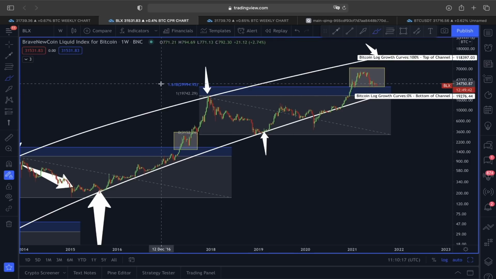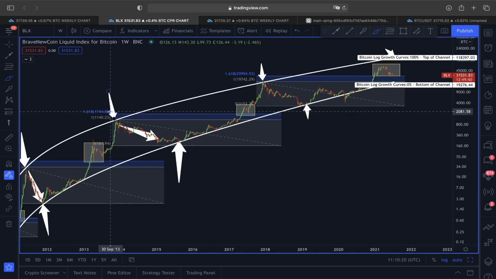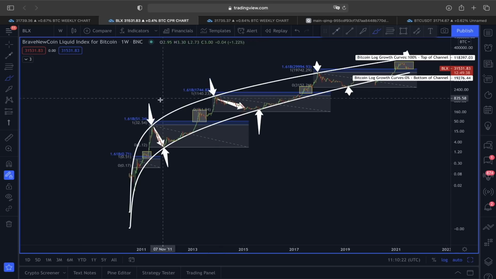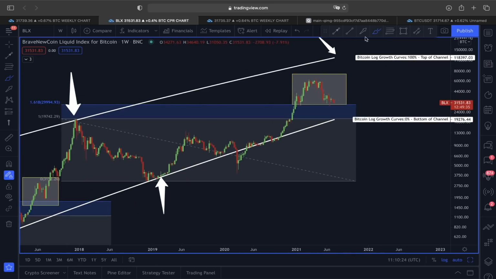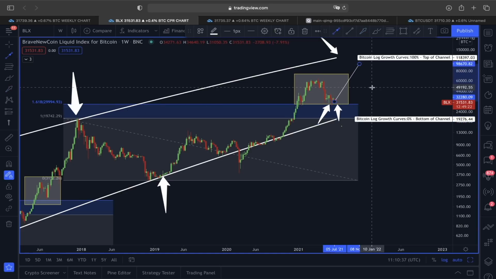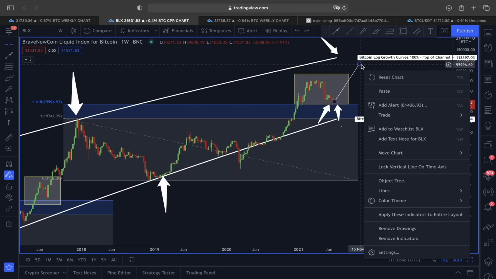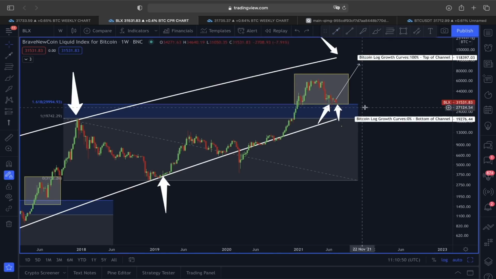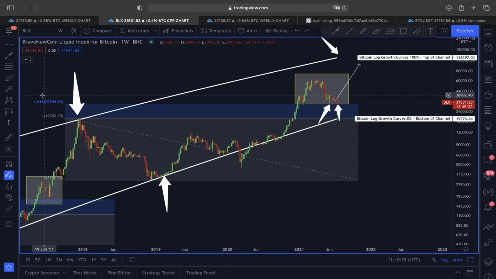So if this is to play out just like in 2017, 2013, 2011, then the price here at any cost should not break below this 1.618 Fibonacci retracement level, because we have always found a proper support above this line, and again a new price movement here in this manner. So that's why, guys, we are not allowed to break below this 1.618 Fibonacci retracement level.